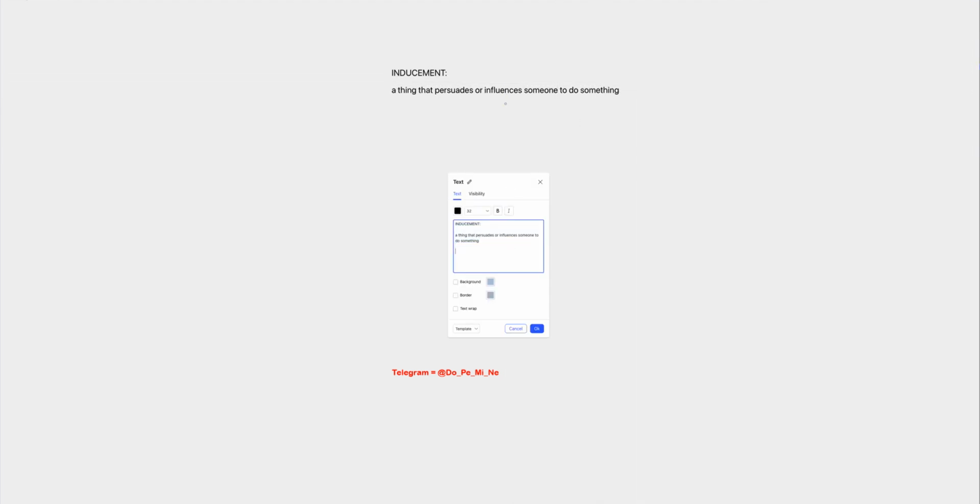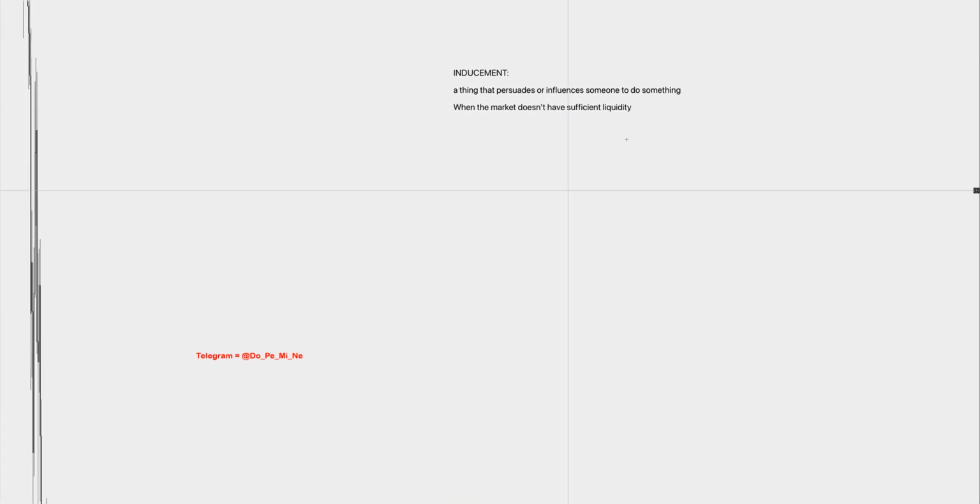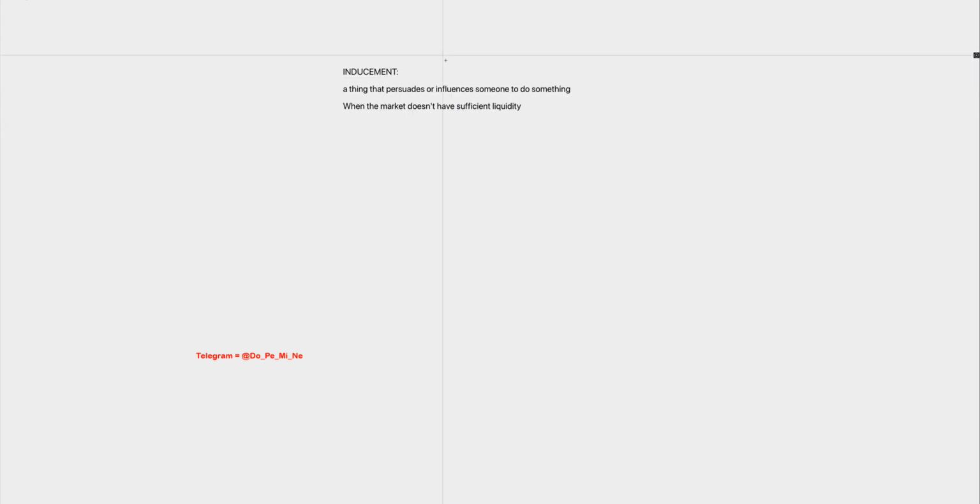So, when is an inducement used? Inducements are used when the market doesn't have sufficient liquidity. So we all know that if the market doesn't have enough liquidity, then it will engineer it. In other words, we will induce people into the market to trick them that it's going one way and then obviously run the other way.